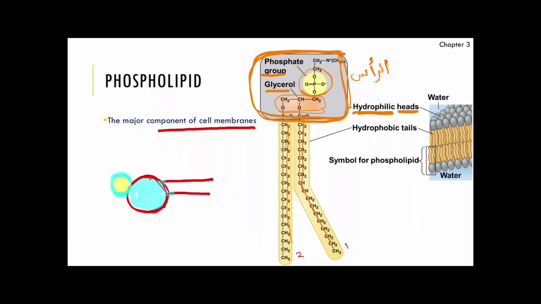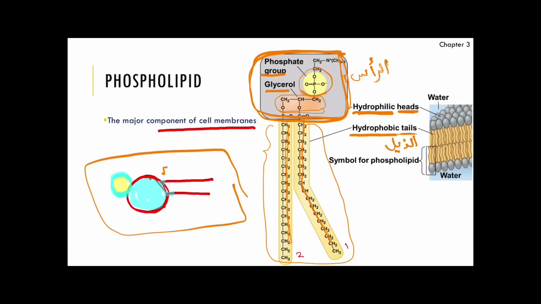Now the 2 fatty acids اللي طالعة من هنا, they are called the tail, الذيل. ومن خصائصها أنها hydrophobic يعني كارهة للماء. So الرأس محب للماء والذيل كاره للماء. Now if we want to demonstrate on this image, this part is hydrophobic يعني كاره للماء and this part is hydrophilic يعني محب للماء. هذا الذيل وهذا الرأس.